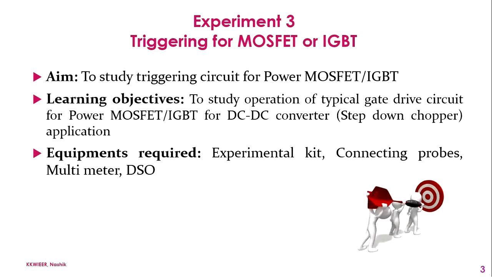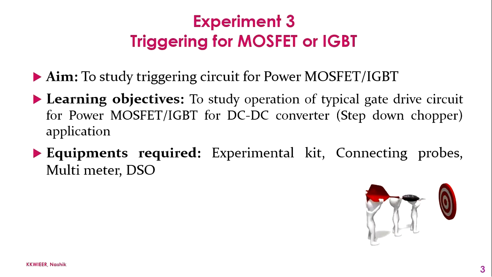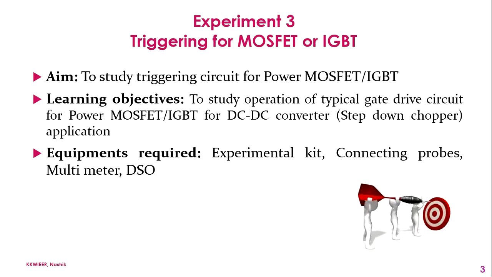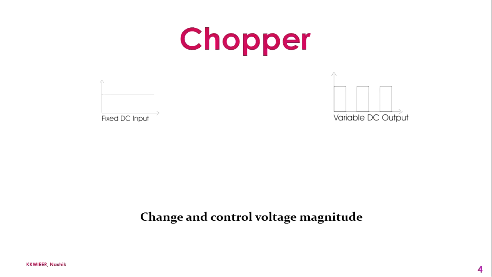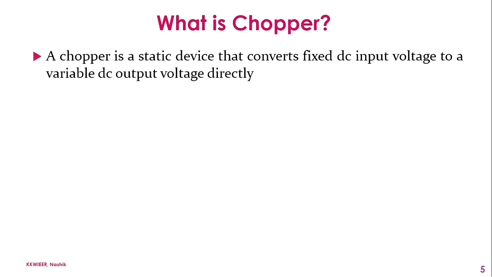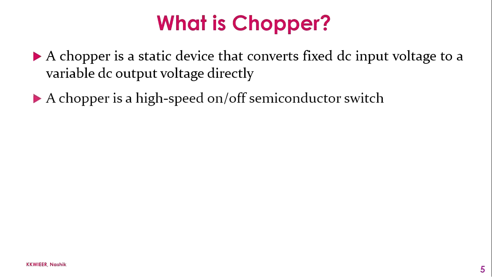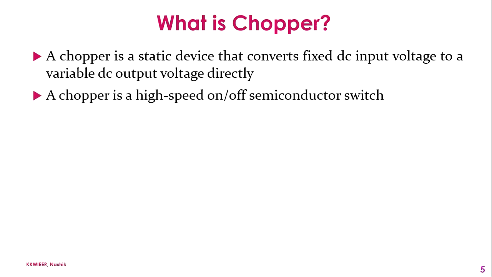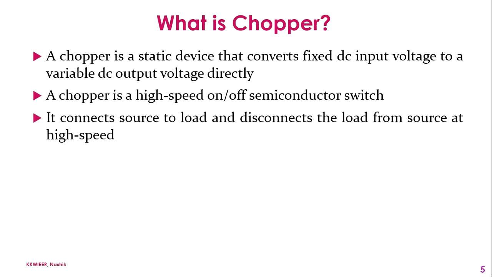The equipment required are experimental kit, connecting probes, multimeter, DSO, etc. So what is chopper? The function of a chopper is to convert a fixed DC input to a variable DC output by changing and controlling the voltage magnitude. A chopper is a static device that converts fixed DC input voltage to a variable DC output voltage directly. A chopper is a high speed on off semiconductor switch. It connects the source to the load and disconnects the load from the source at high speed. It is also known as DC-DC converter.